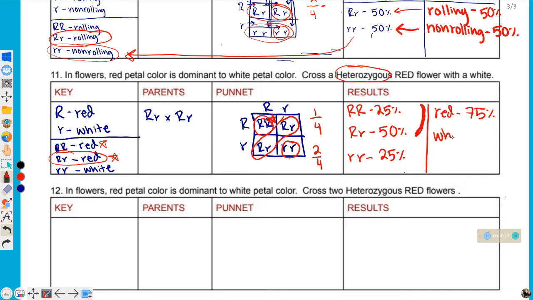White is going to be the same as we've done in the past because we only have one option for a white flower, which is that little r, little r. So it'll be this one, right? So white will still be 25%, just like little r, little r was.